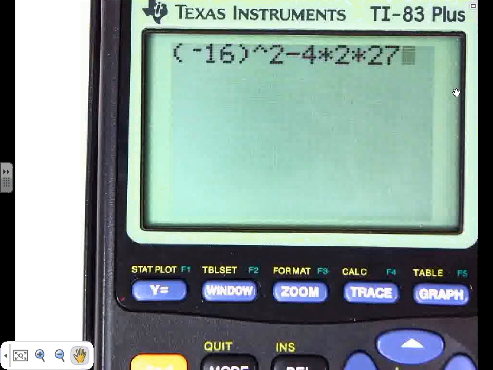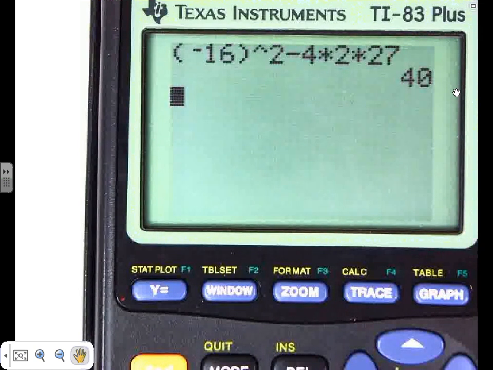Okay, the calculator understands order of operations. What it's going to do first is your negative 16 times negative 16, so it'll take care of that. Then it'll come over here and do 4 times 2 times 27. Once it has those two answers, then it'll subtract these two parts. That's the correct order of operations. That's how we want the calculator to do that operation. So hit enter. 40. Okay, that part's good.